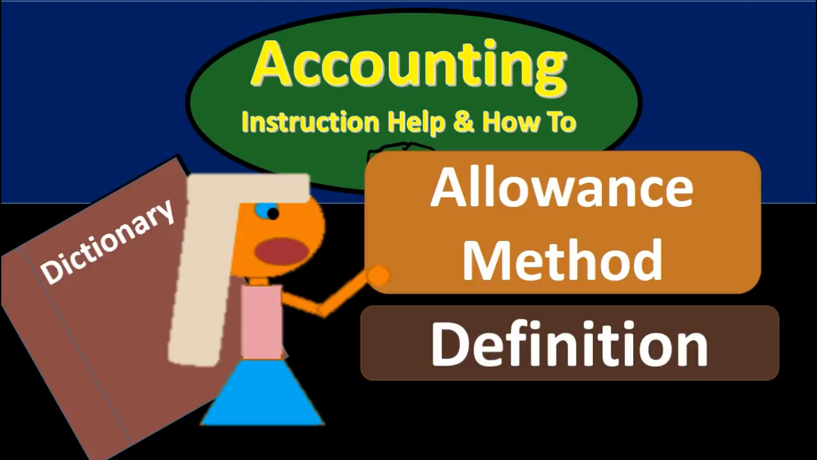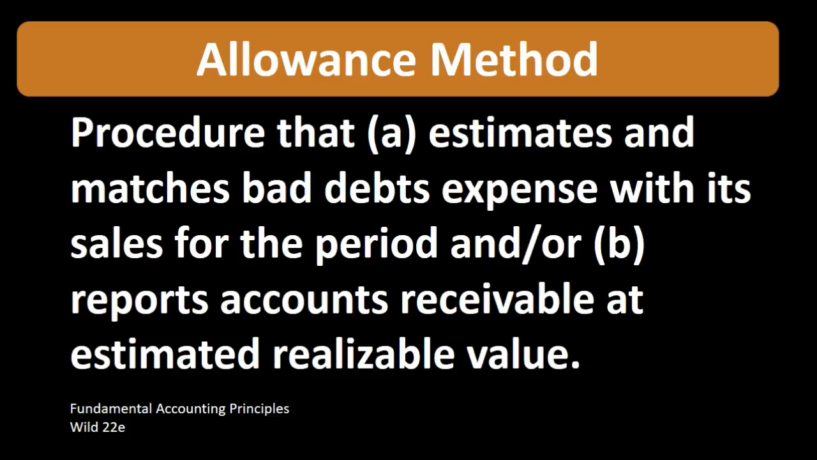Hello, in this lecture we will define allowance method. According to Fundamental Accounting Principles, Wild 22nd edition, the definition of allowance method is a procedure that A, estimates and matches bad debt expense with its sales for the period, and or B, reports accounts receivable at estimated realizable value.